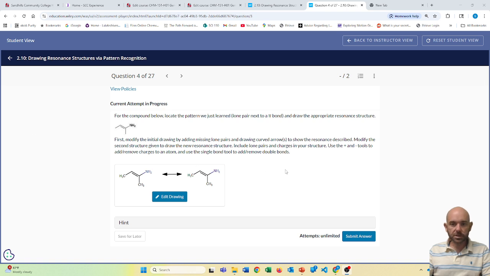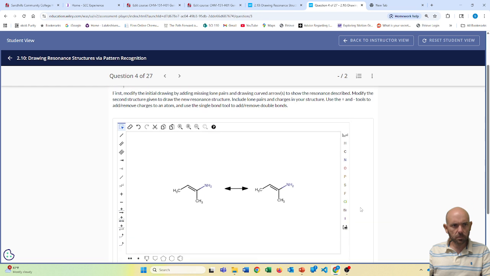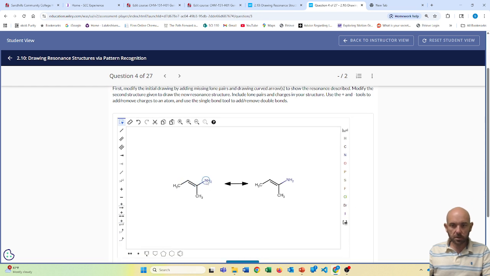In this question, we have the same thing. Locate the pattern we just learned, lone pair next to a pi bond. So I will expand this one out. You should see the pi bond here in this location, and keep in mind the lone pairs that we can't see in this case are going to be on that nitrogen. Those are the only lone pairs in the molecule, so our arrow should probably start there and go down to another bond that nitrogen has, to form a pi bond.